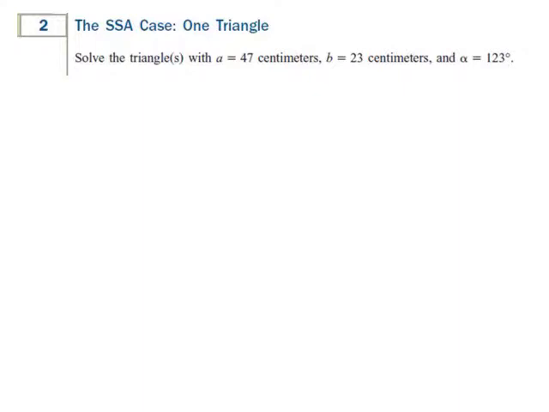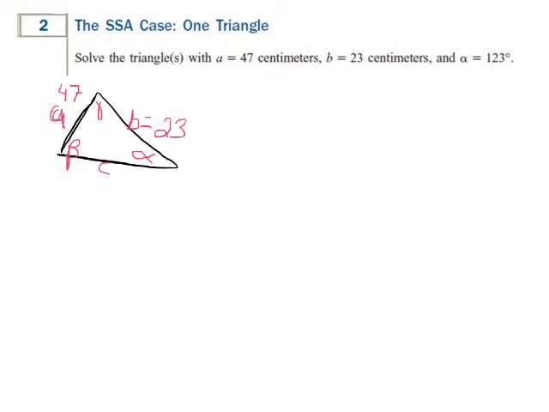Okay, the first thing you want to do is draw your triangle. And let's label it. So I'm going to say that this is gamma, so this is C. This is alpha, so this is A. This is beta, so this is B. All right, A is equal to 47. B is equal to 23. And alpha is 123. We always want to find beta first.